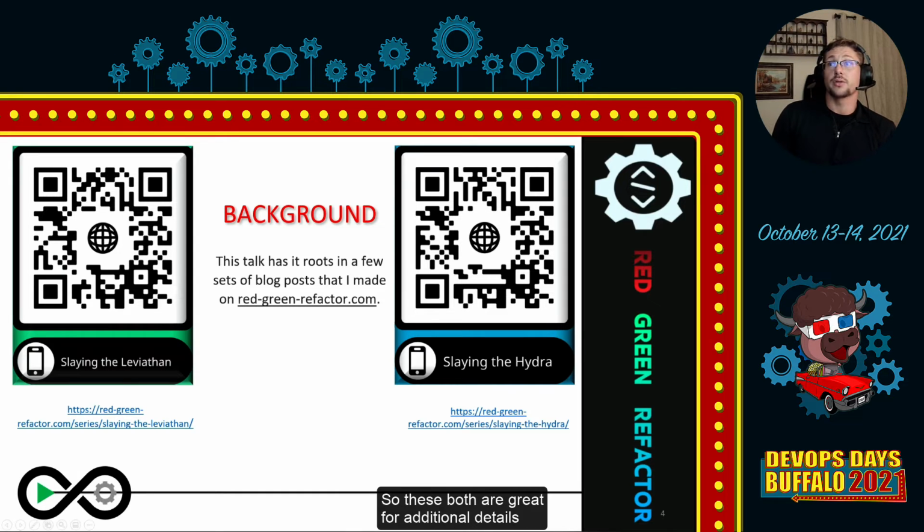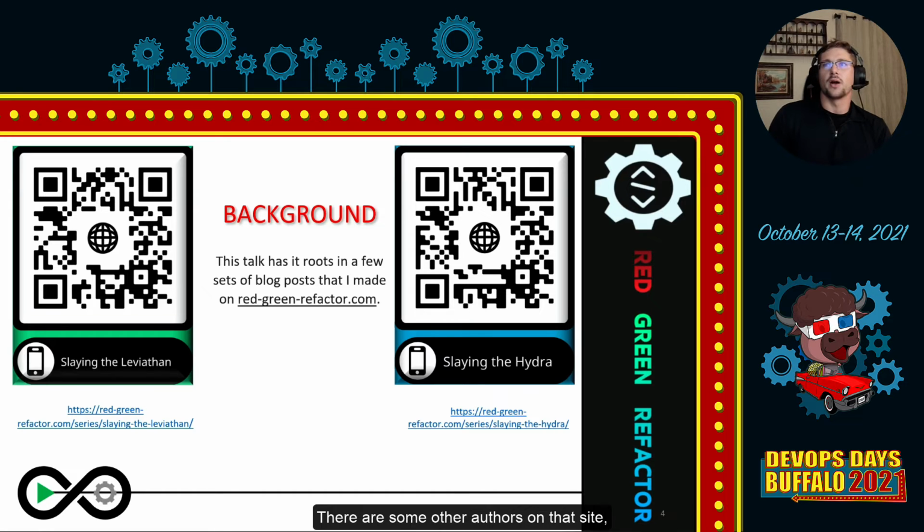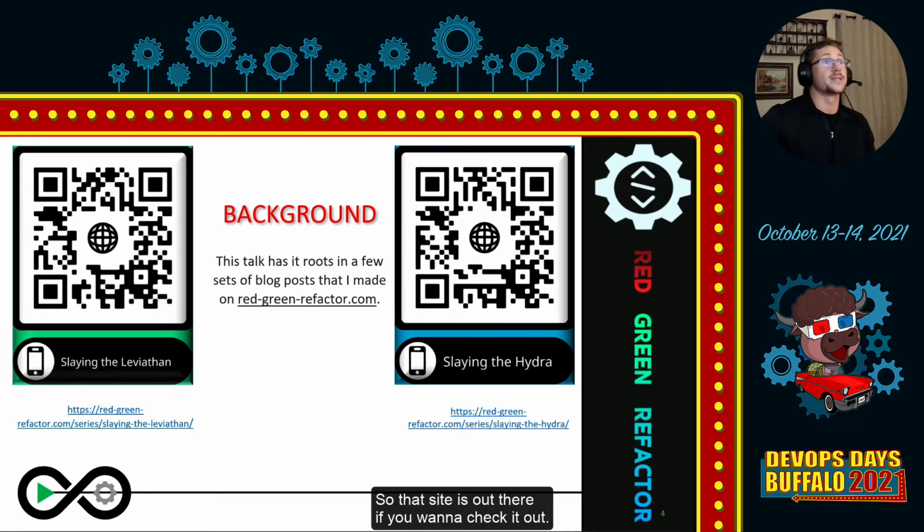So these both are great for additional details and background on this post, but in general, I recommend going to redgreenrefactor.com. That's where I posted both of these. There are some other authors on that site, mainly Thomas Haver, Josh Russell, and Andy Griffin, that provide a great deal of meaningful information about test automation and just general CI/CD stuff. So that site is out there if you want to check it out.